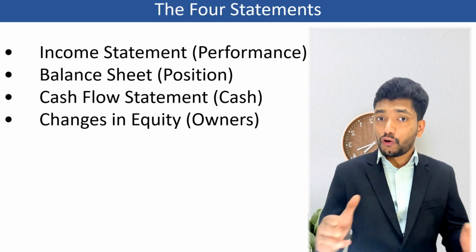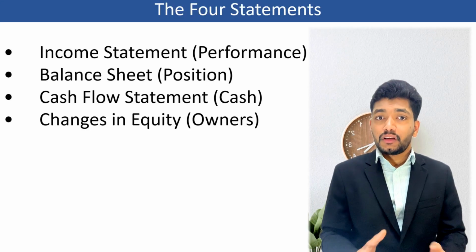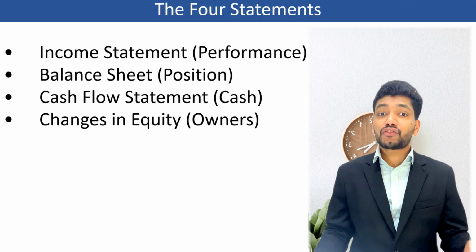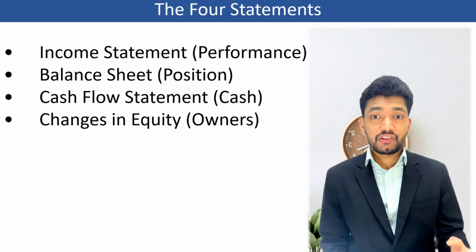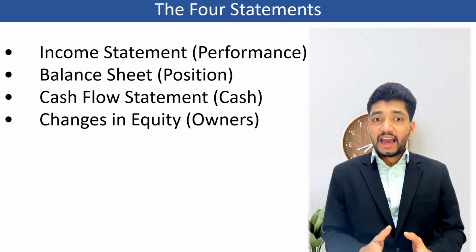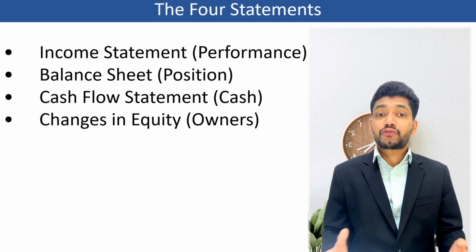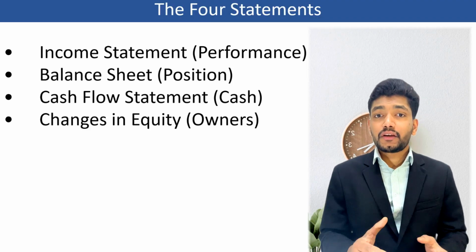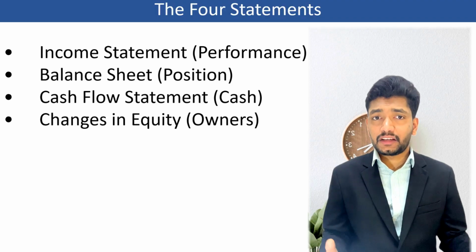There are four core financial statements. The income statement shows the performance over a period. The balance sheet shows the financial position at a point in time. The cash flow statement shows actual cash movement. And the statement of changes in equity explains movement in owners' funds. Now let's see how they are connected.